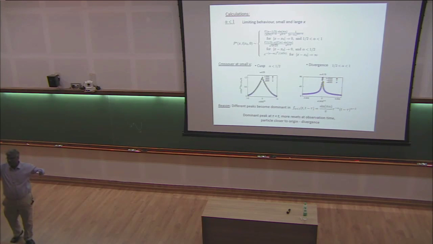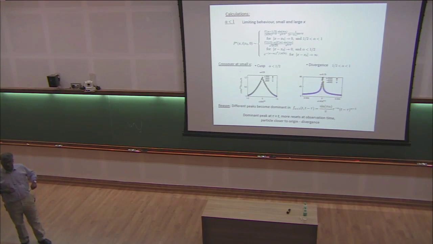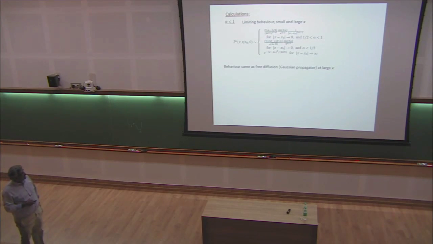So when alpha is large, the peak at time t, which is the current time, is more dominant. That means at around the time you are measuring, there is a reset. Very close to the time that you are measuring, there is a reset. So there is a very high probability at alpha greater than half for the particle to be found very close to the origin. Okay, so that's the way we understand this. And at large t, you sort of see the Gaussian.